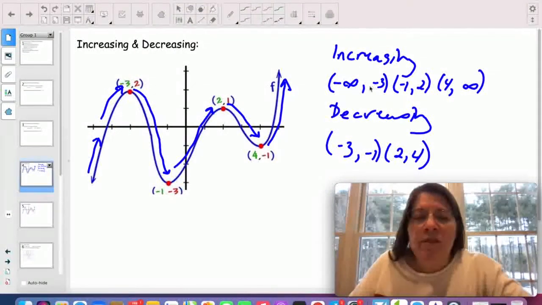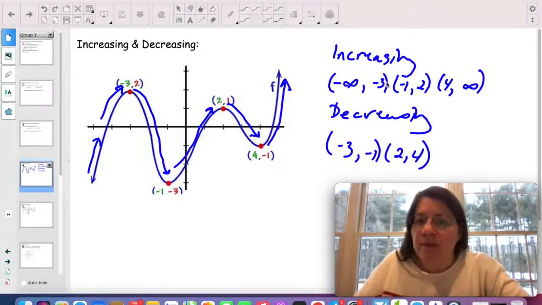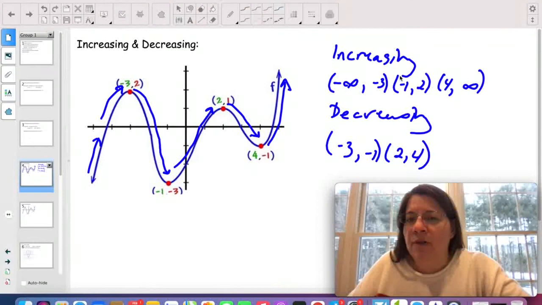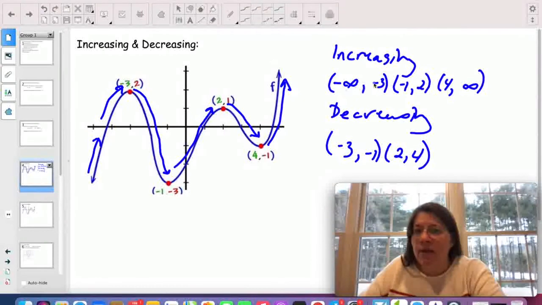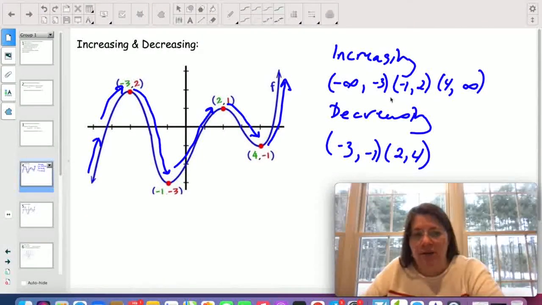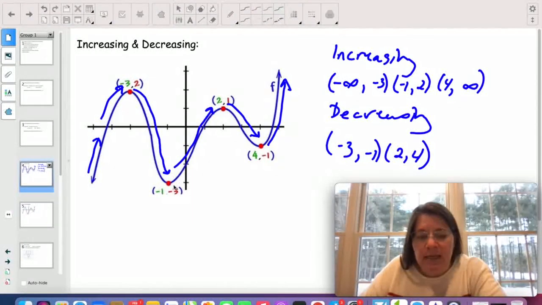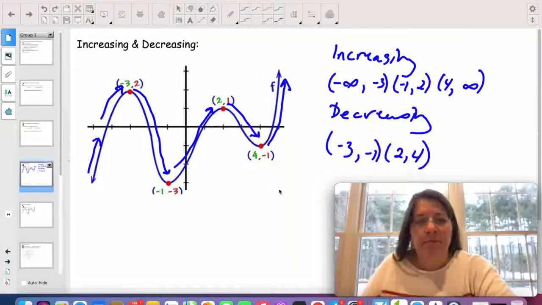So we would say that this function has parentheses from negative infinity to -3 because neither of those are included. You always use parentheses for an infinity symbol. We're using parentheses from -1 to 2 and again from 4 to infinity. None of those endpoints are included in the interval where it's increasing or decreasing. So it's decreasing from -3 until we get to -1, and we're talking about the x values again, from 2 to 4. Again, we use parentheses because those endpoints are not being included.